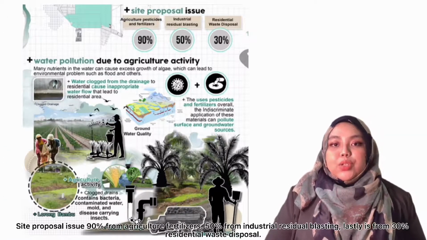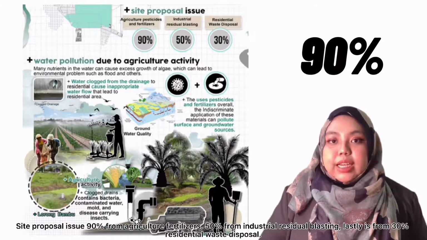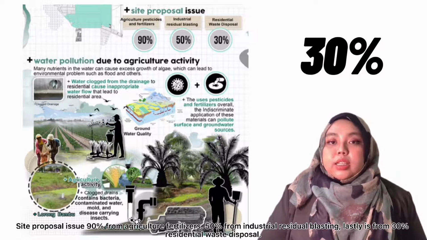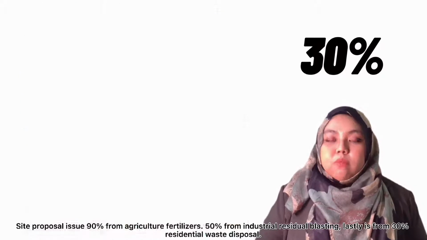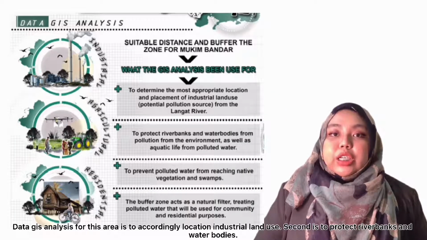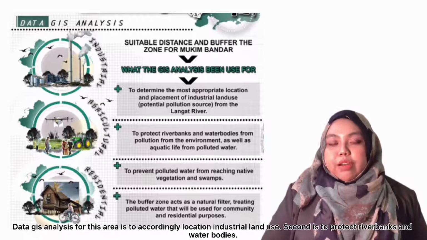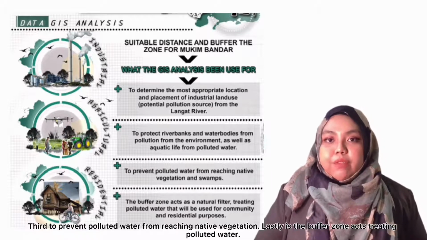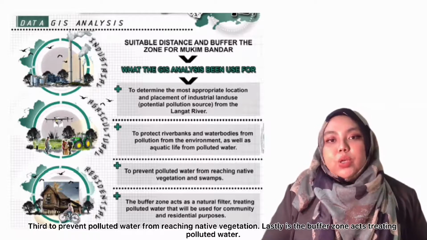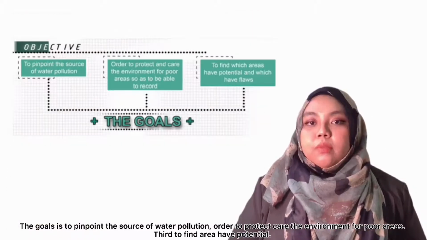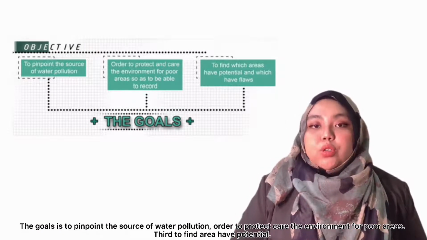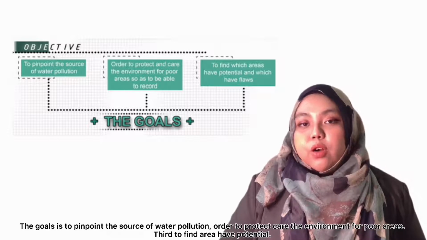Some proposed issues: 90% from agricultural fertilizer, 50% from industrial and 30% from resident waste disposals. The GIS data analysis for this area is, first, according to the location of industrial land use. Second, to protect the riverbank and water body. Third, to prevent polluted water from reaching native vegetation. Lastly, a buffer zone for treating polluted water. The goal is to pinpoint the source of water pollution in order to protect and care for the environment.